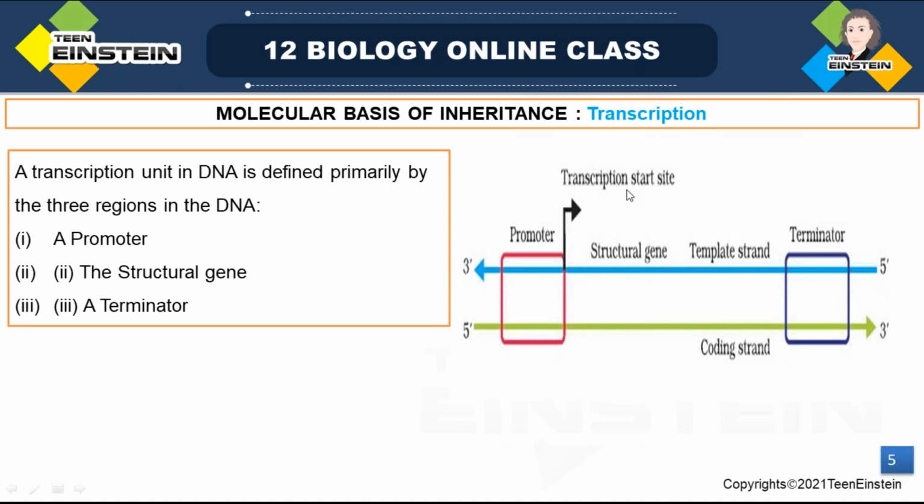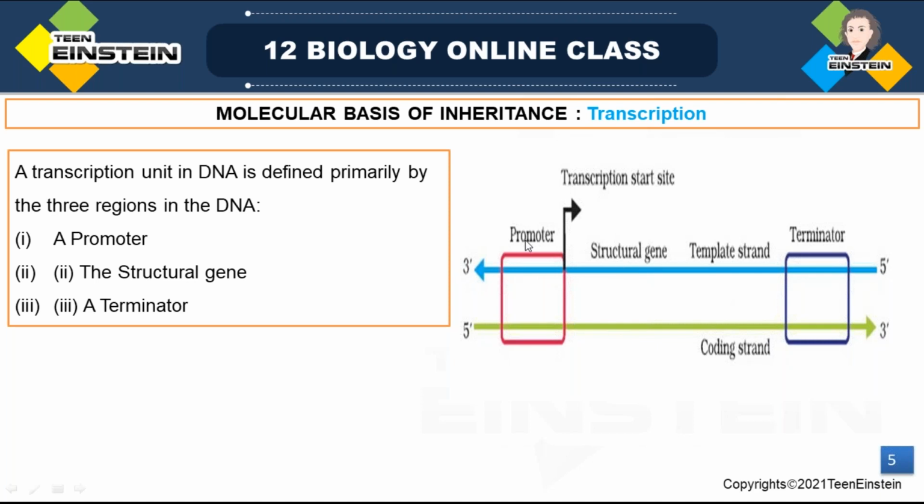So a promoter sequence is a DNA sequence which defines where transcription of a gene begins. Here you can see the structural gene. This structural gene is coding for the protein. In a transcription unit, you can see a promoter just before the structural gene, and after that you can see a terminator. So the promoter defines where the transcription of a gene should start, the starting point of transcription.